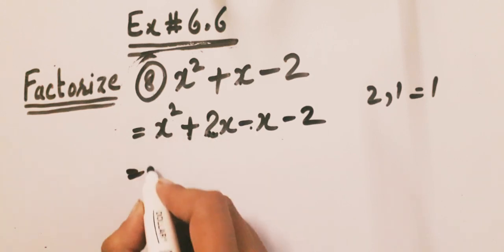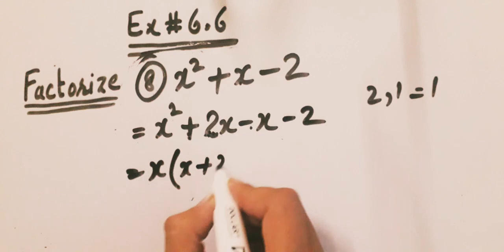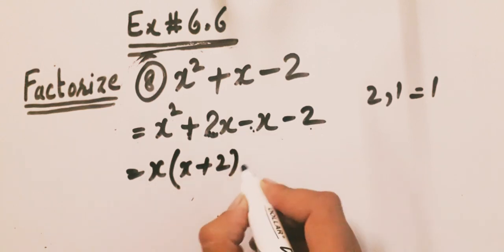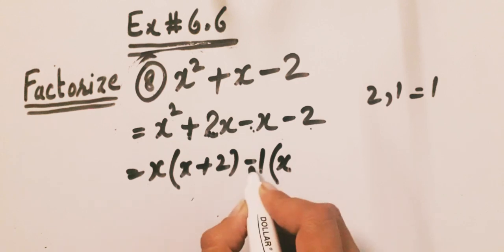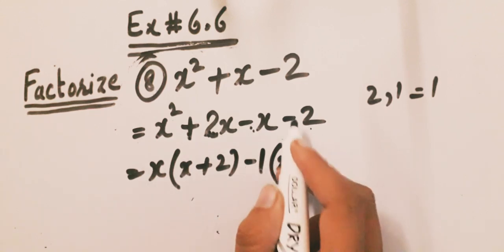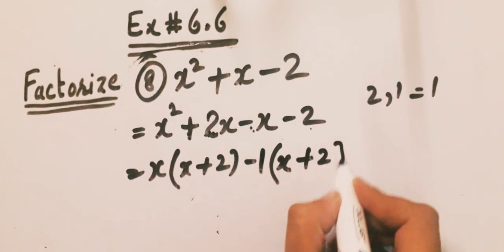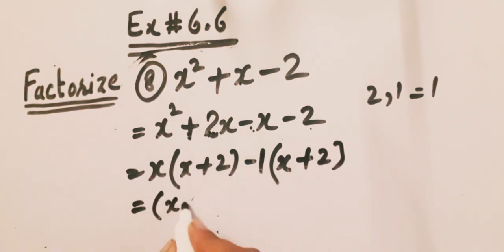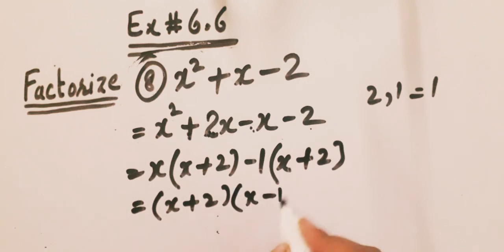In these two terms you will take x as common, remaining is x plus 2. Minus x and minus 2 you will take minus 1 as common, remaining is x. And when you take minus as common, inside the bracket all the signs are changed. So x plus 2. x plus 2 is taken as common, remaining is x minus 1. So this is the answer.